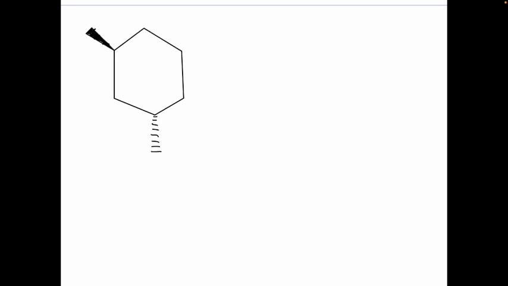So draw me the chair structure and the flip chair here. Okay, actually before we go, is this the cis or the trans isomer of this molecule? It's a trans, right? They're pointing in opposite directions. Cool. All right, so get your chair structure drawn. See if you can fill it in, and we'll go from there.